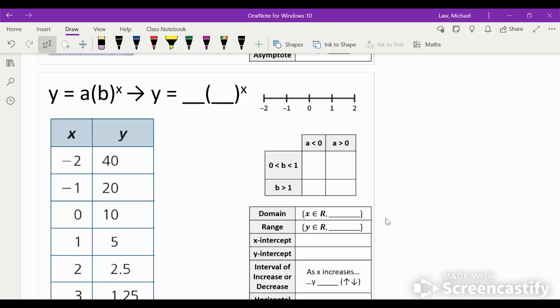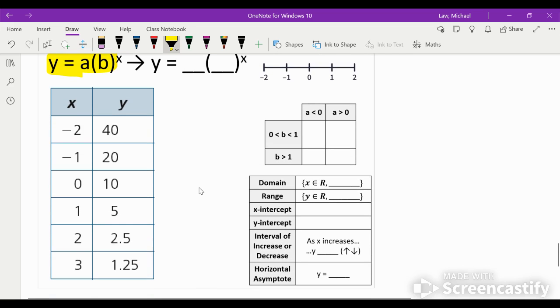In this example, we want to determine the equation of this exponential function. You'll notice that we are not given a graph, and this time we are given a table of values. So we can follow the same steps as before. First off, let's try and determine the y-intercept.